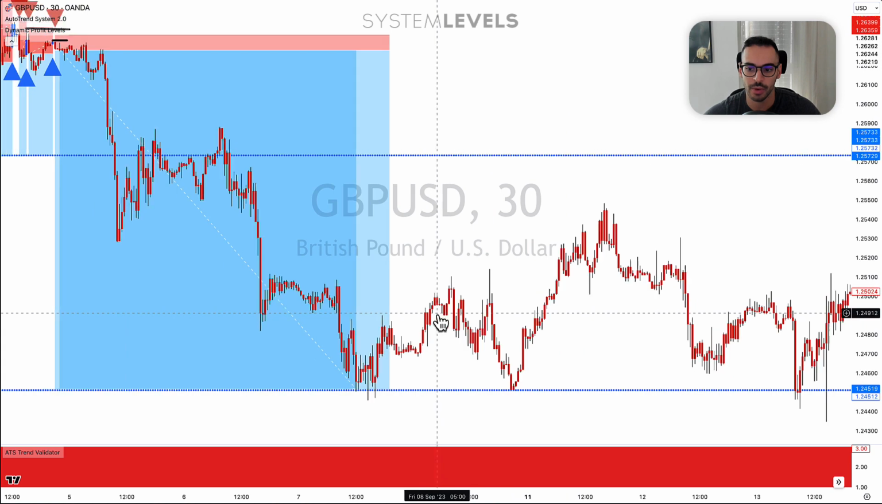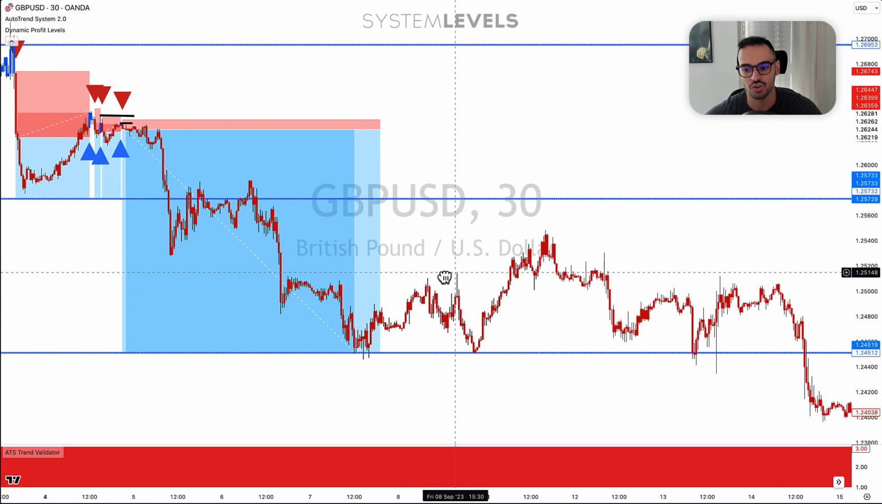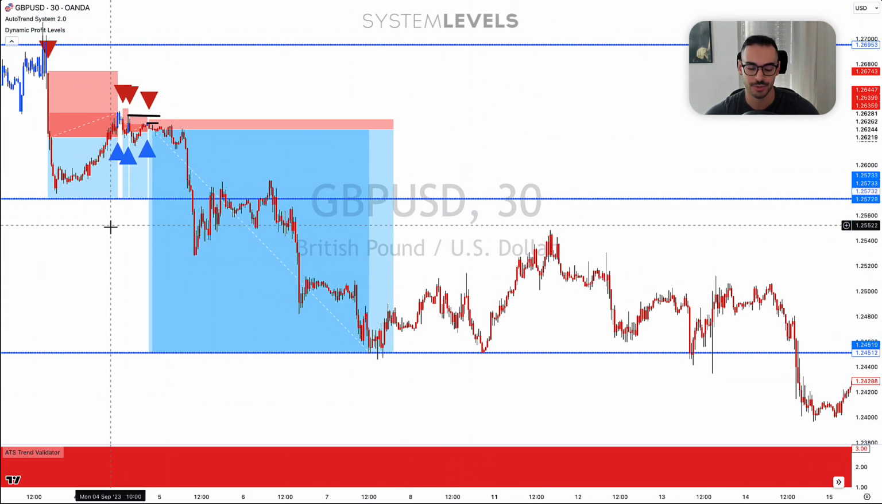You can see, by the way, how nicely price is reacting to each one of those levels. That's not by coincidence. Basically, the DPL is a very effective tool. It's a leading indicator, basically. It's not lagging price. It is mathematically calculating very strong, potentially strong support and resistance levels.